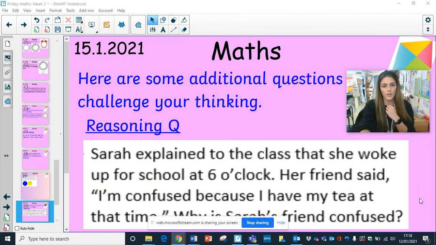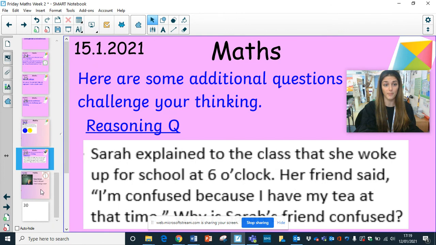So Sarah explained to the class that she woke up for school at 6 o'clock. Her friend said, I'm confused because I have my tea at that time. Why is Sarah's friend confused? And then if you can write your answer or explain your reasoning for that question, and an adult can always write that down or you can tell them.